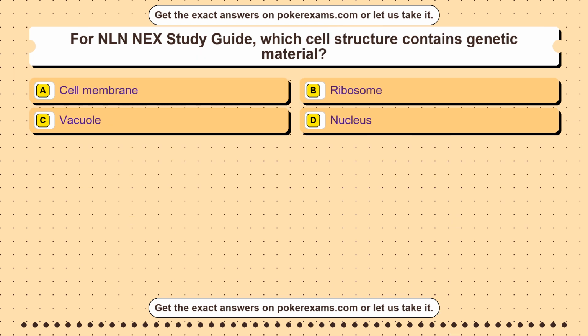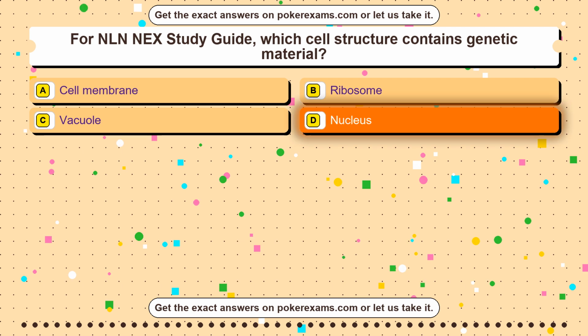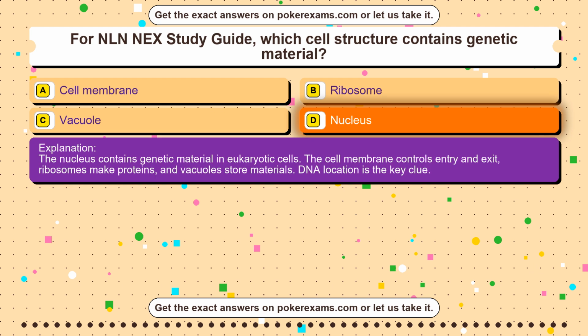Question 42. For NLN NEX Study Guide, which cell structure contains genetic material? Option A cell membrane. Option B ribosome. Option C vacuole. Option D nucleus. The correct answer is option D, nucleus. The nucleus contains genetic material in eukaryotic cells. The cell membrane controls entry and exit, ribosomes make proteins, and vacuoles store materials. DNA location is the key clue.